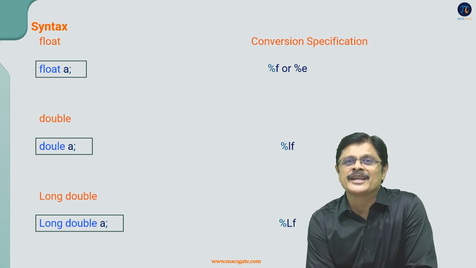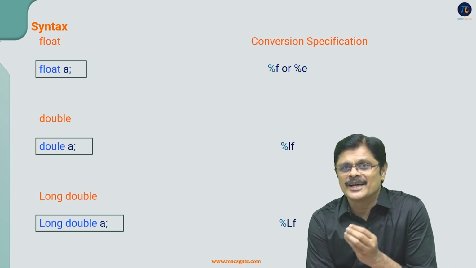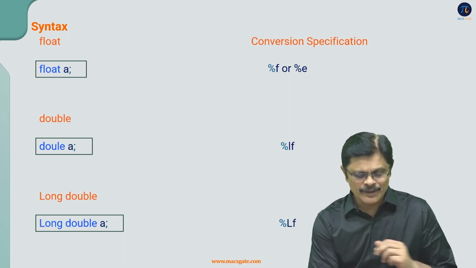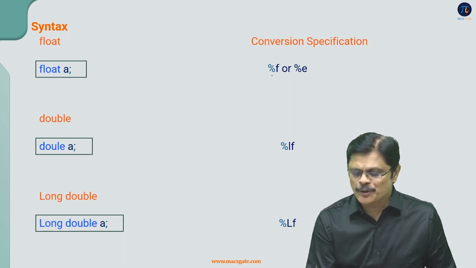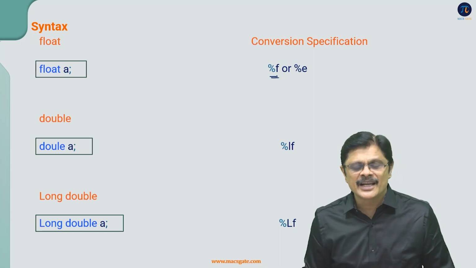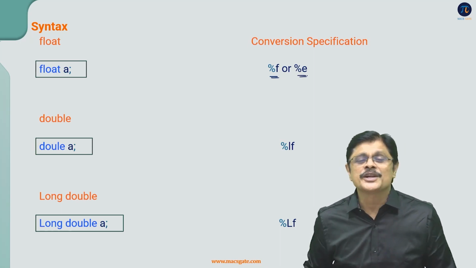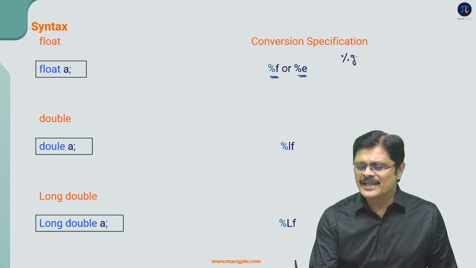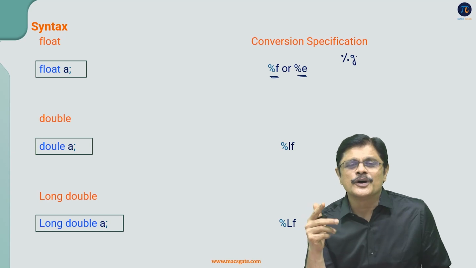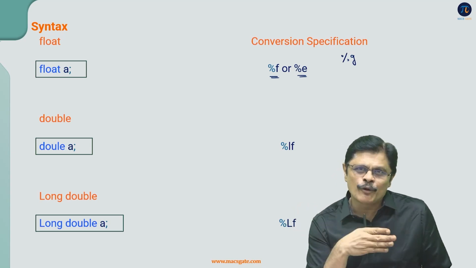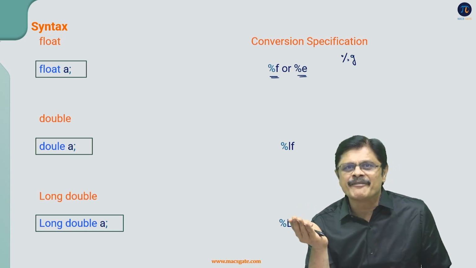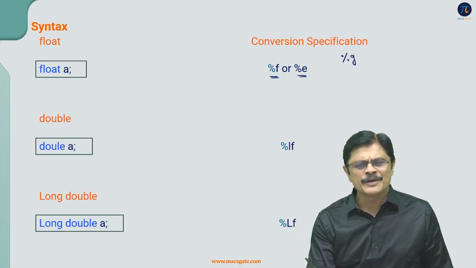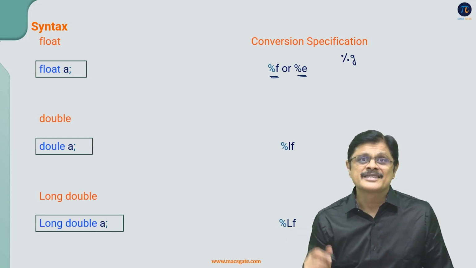The macros defining the properties of these variables are defined in the float.h standard library. So for conversion specification, please remember, for float it is %f, and if you want to use scientific notation, you can use %e. And actually we can also use %g. This %g gives you either the floating point or the scientific format depending on the number. %g also can be used, but mostly we use %f, or %e for scientific form.